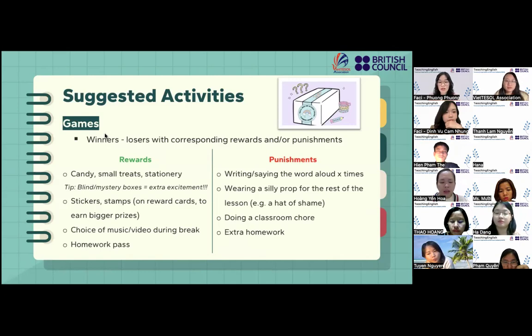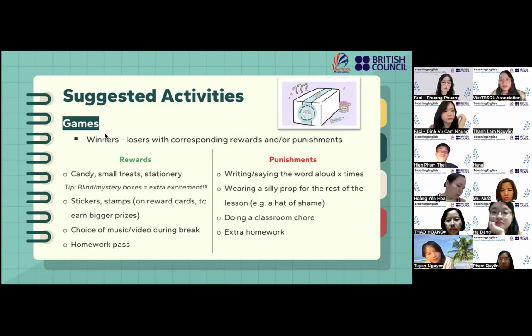For example, a punishment could be that you make the student wear a silly prop for the rest of the lesson. Maybe like a really funny hat of shame, for example. But you need to make sure that if you use this kind of punishment, you really know the class well and everyone is comfortable with that. So it won't have any negative psychological effect on the students.